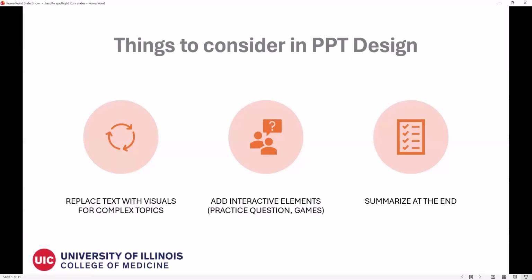So today I would like to share the three principles I use for my PowerPoint designs. The first thing I focus on is to replace text with visuals for complex topics. The next thing I usually try is to add interactive elements, like practice questions and some games. And the third thing I think is important is to summarize at the end. So I will give you some quick examples here.